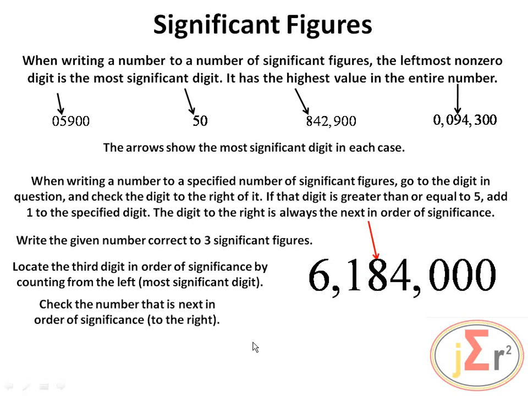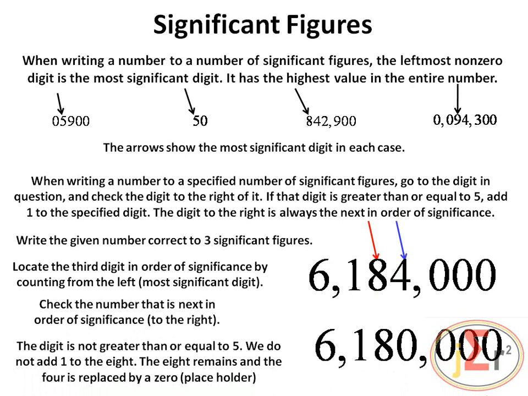Check the number that is next in order of significance. That is to the right. So we're going to check that one. The digit is not greater than or equal to 5. The one to the right is not greater than or equal to 5, so we do not add 1 to the 8. The 8 remains, and the 4 is replaced by a 0, which is, in fact, a placeholder.